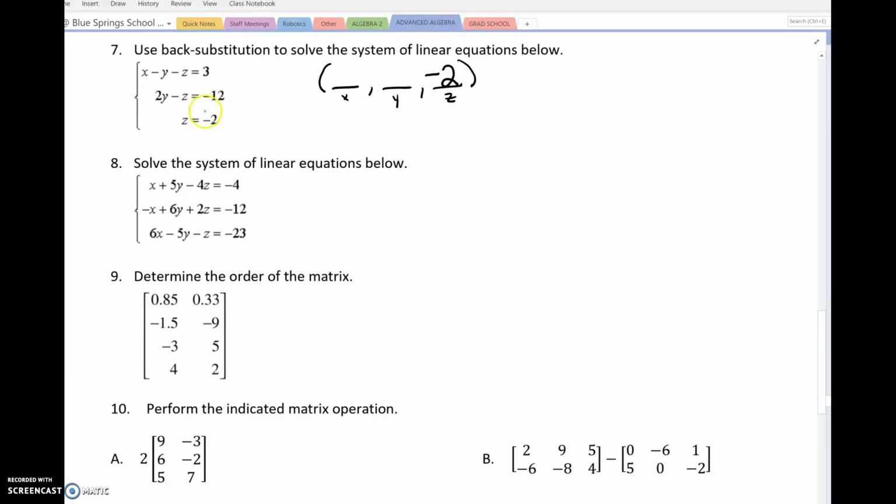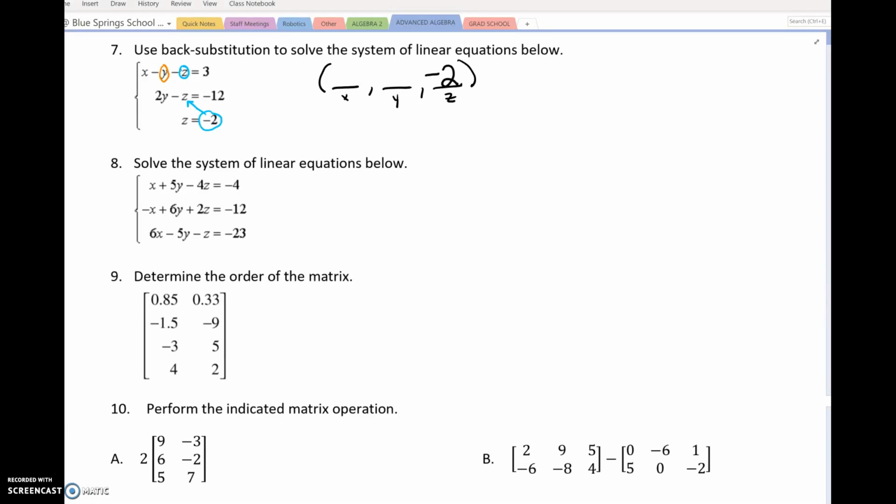So you would take this -2 and plug it in right there into Z. So you'd have 2y minus a -2 equals -12. Figure out what Y is. Once you know what Y is, you're going to plug Y in right here, and you're going to, again, plug the -2 in there, and then figure out what X is. So it's just substitute, solve, substitute, solve. Number 7 should be ridiculously easy. Number 8.